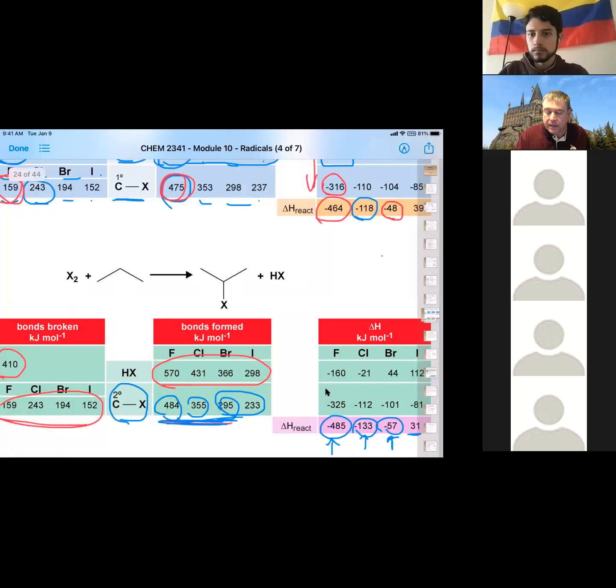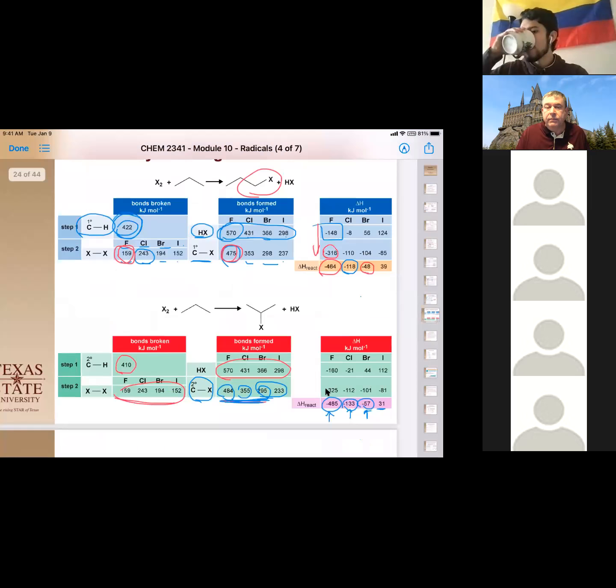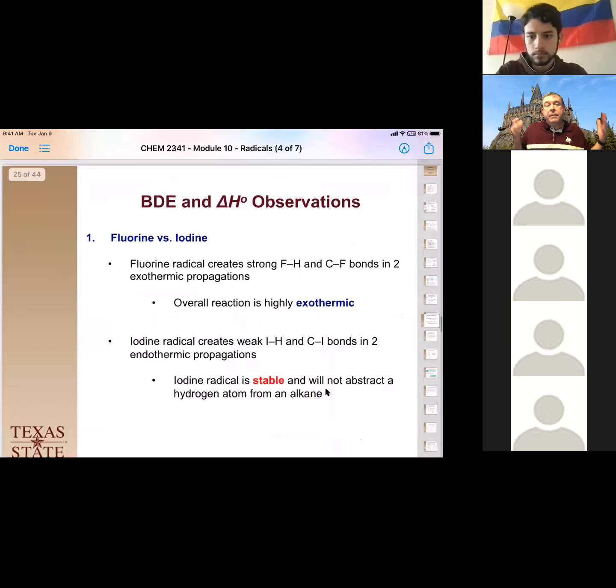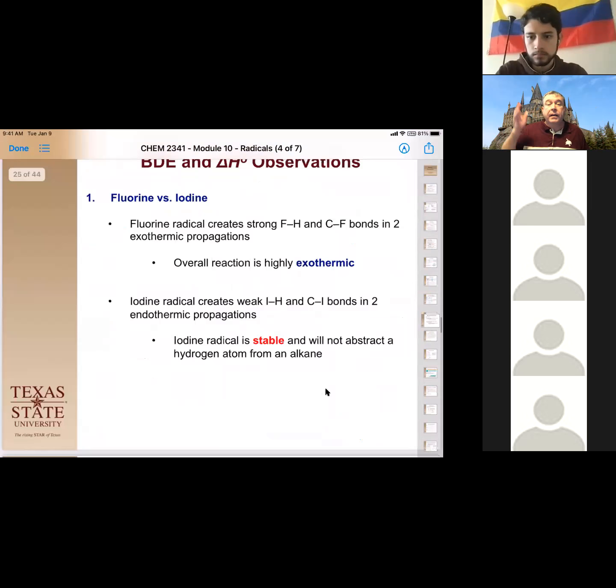All right, so let's look at that as a function of the initiation of the reaction, forming that transition state and then cascading down into products. Okay, so if we immediately compare the fluorine and the iodine from that previous table, we saw that the fluorine-carbon bond and the fluorine-hydrogen bond created are very strong bonds, and that reaction is very exothermic.